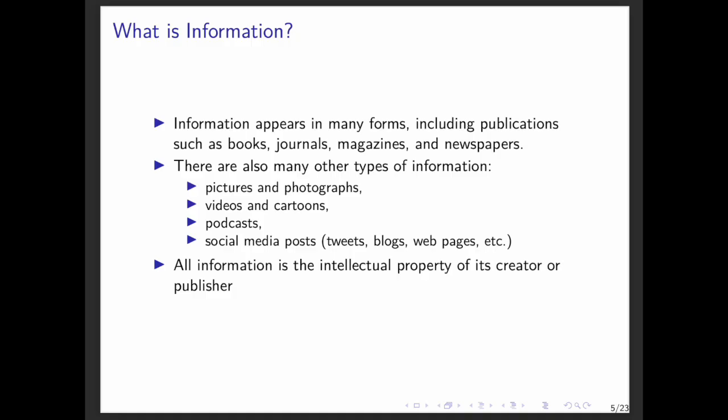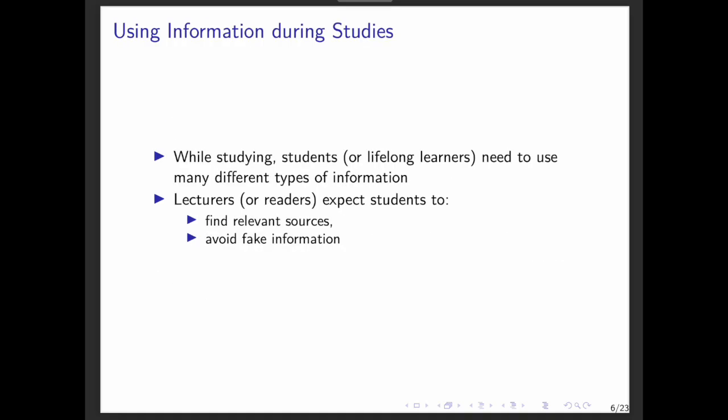While studying, students and lifelong learners need to use many different types of information, depending on their task and purpose. Lecturers and, in general, academic readers expect students to find relevant and reliable sources and avoid fake or invalid information. It is therefore essential to identify not only the different types of sources, but also which ones are the most appropriate.